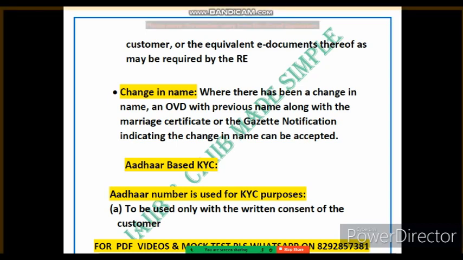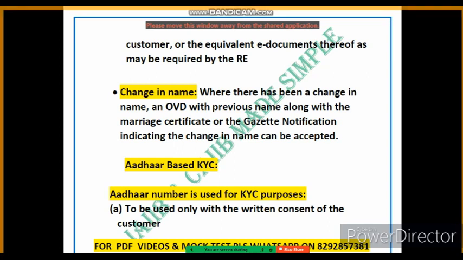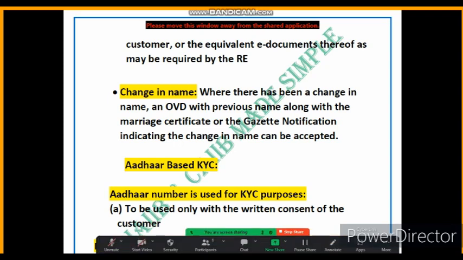So, change in the name. Where there has been a change in the name, an OVD with the previous name along with the marriage certificate or the gazetted notification indicating the change in name can be applied. The rest of the portion we will discuss in the next part.